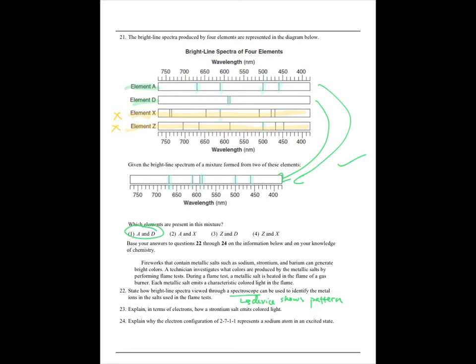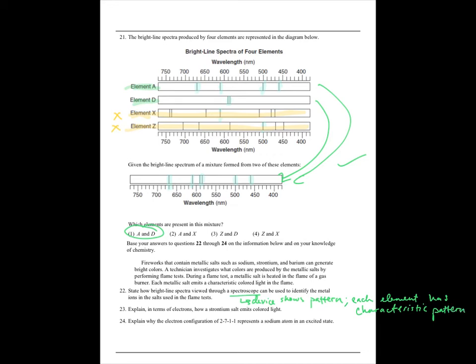So the device shows a pattern, and each element has a characteristic pattern. So like sodium would have its own pattern versus something like strontium. They each have their own pattern, so if you're able to use the device to see the patterns, you can identify it based on the pattern. Oops, let me finish that.